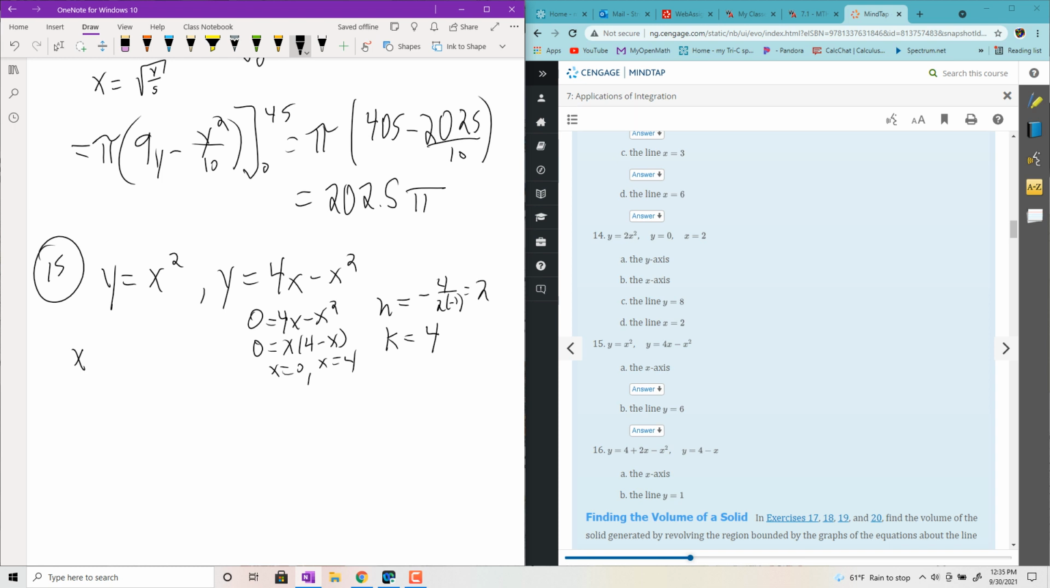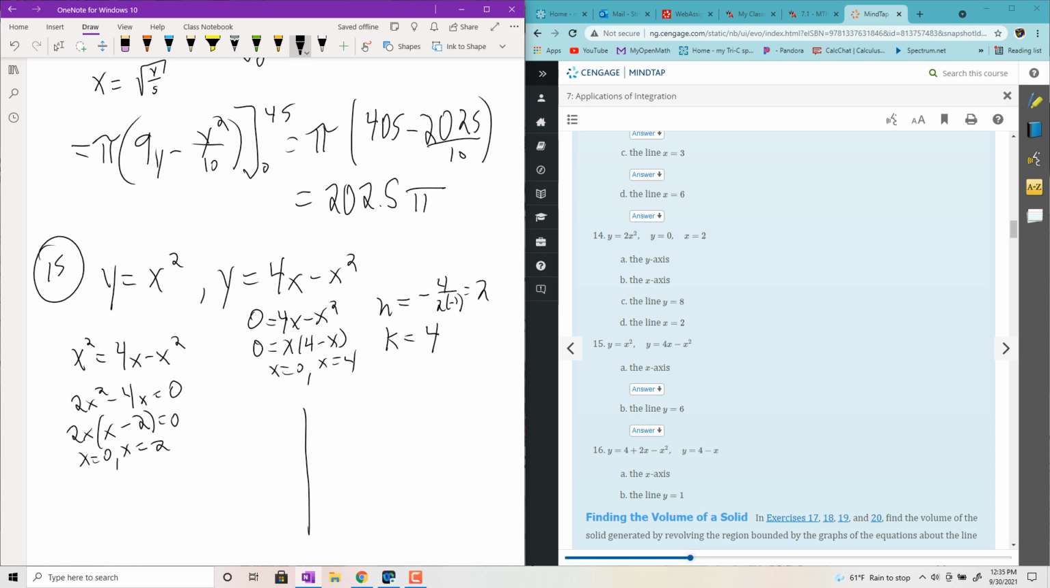I want to see where they intersect, so I'm going to set them equal to each other. Minus x squared. So it's going to be 2x squared minus 4x equals 0. Factor out 2x, and you get x minus 2 is 0. So x equals 0, and then x equals 2.